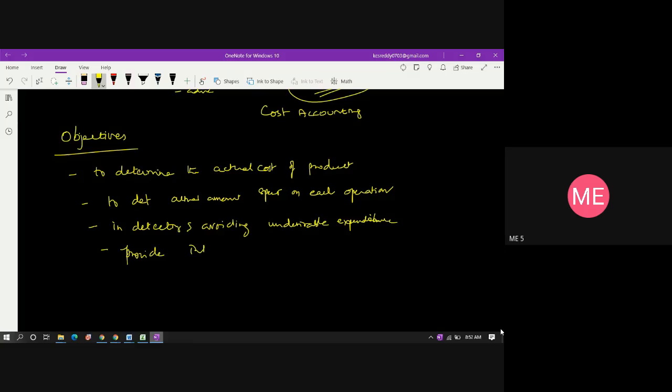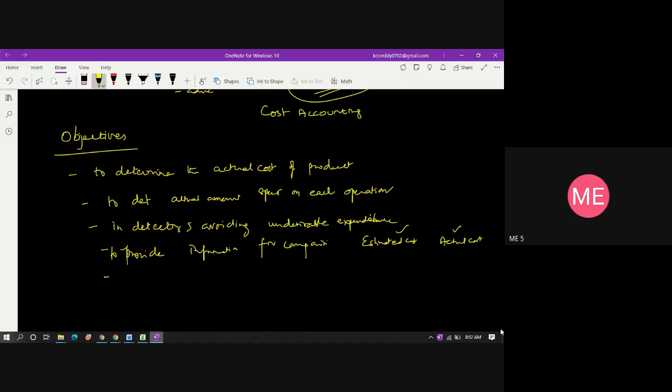And also it provides information for comparison of the estimated cost and the actual cost. So for comparison between the estimated and actual cost, costing is going to be helpful.